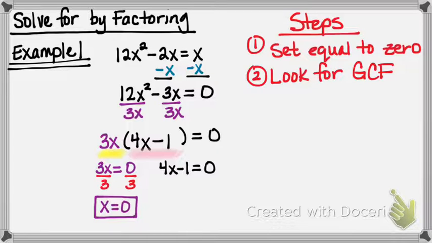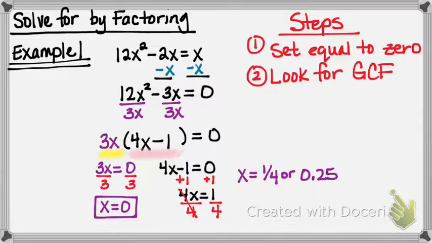For my second solution, I'm adding 1. And I'm dividing by 4. So x equals 1/4. You could also write that as a decimal and say 0.25. That would be my second solution. Those would be my 2 solutions.